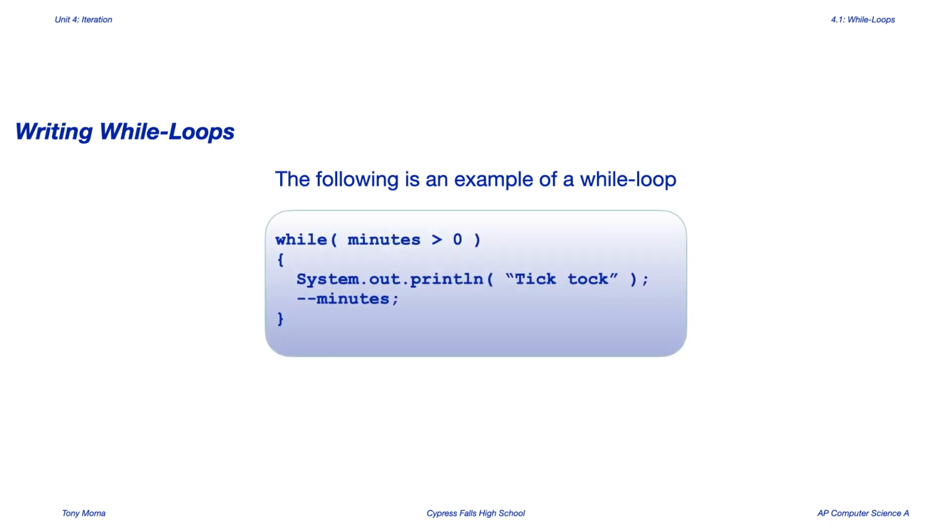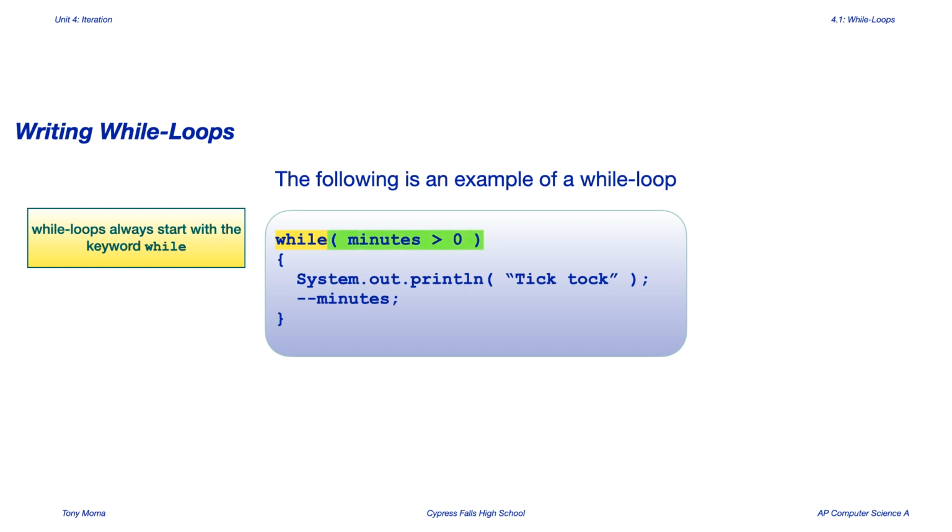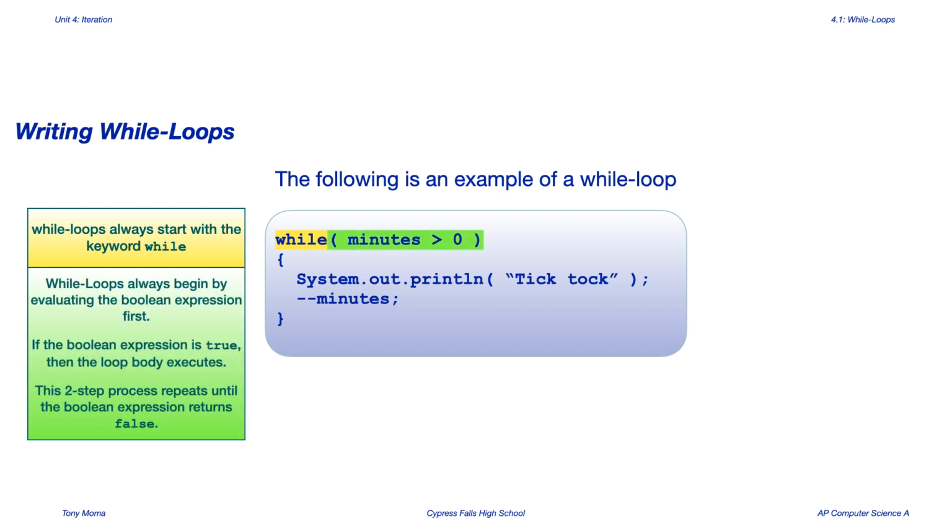Writing while loops. The following is an example of a while loop. Now, all while loops begin with the keyword while. That is then followed by a Boolean expression. While loops always begin by evaluating the Boolean expression first. If the expression is true, then the loop body executes. This two-step process repeats itself until the Boolean expression returns false.